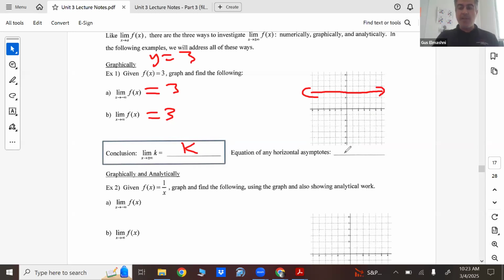And there actually is a horizontal asymptote, believe it or not. It's actually y equals k. I know it's kind of weird. Yeah, exactly. It's all about end behavior.